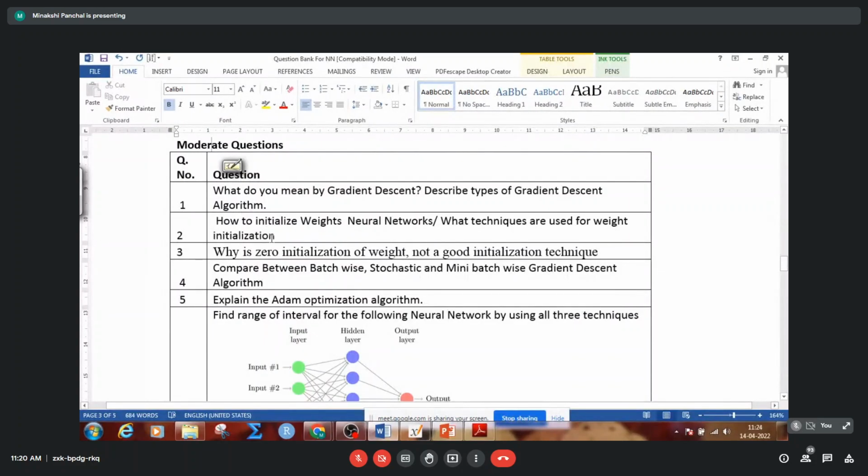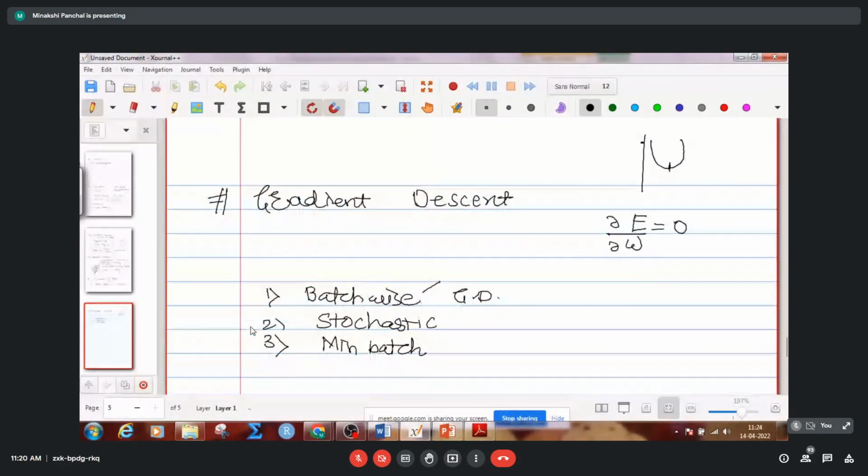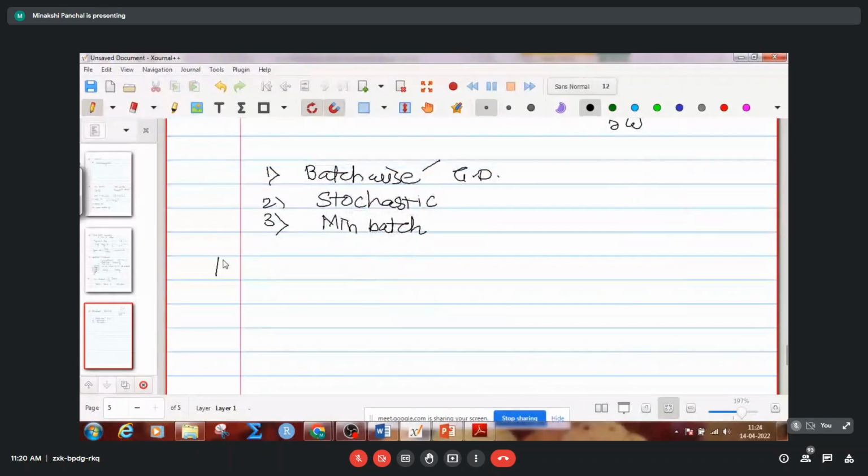Okay. The next question is, how to initialize weights in a neural network? What techniques are used for neural network initialization? So what can you write about weight initialization? First we should write about what weight initialization is. We know that selecting the correct weights is very important in optimization.